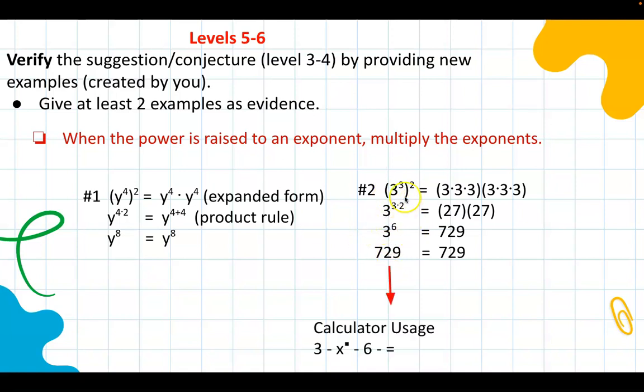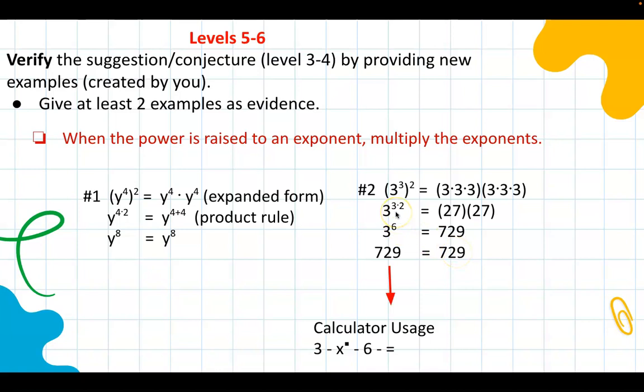So I expanded once again the way I did it on the first example. I multiplied 3 raised to the third power, expanded it twice. So this is the first time here, and then the second set over here. So 3 times 3 times 3 is 27, and it's the same over here. So 27 times 27 is 729.